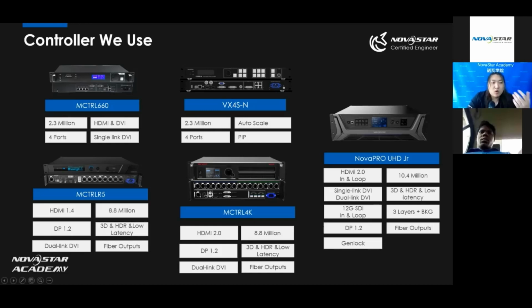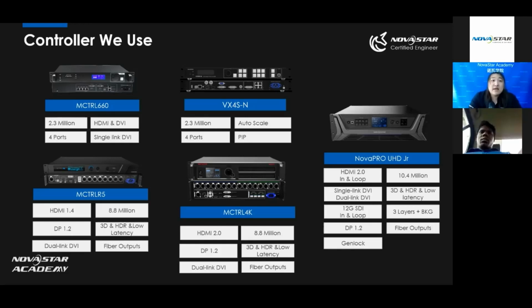You know the reason why we need to use fiber? Because sometimes in that project, the control room is really far away from the real screen. So we need to use fiber and also use a fiber converter like CVT 4K or CVT 10.